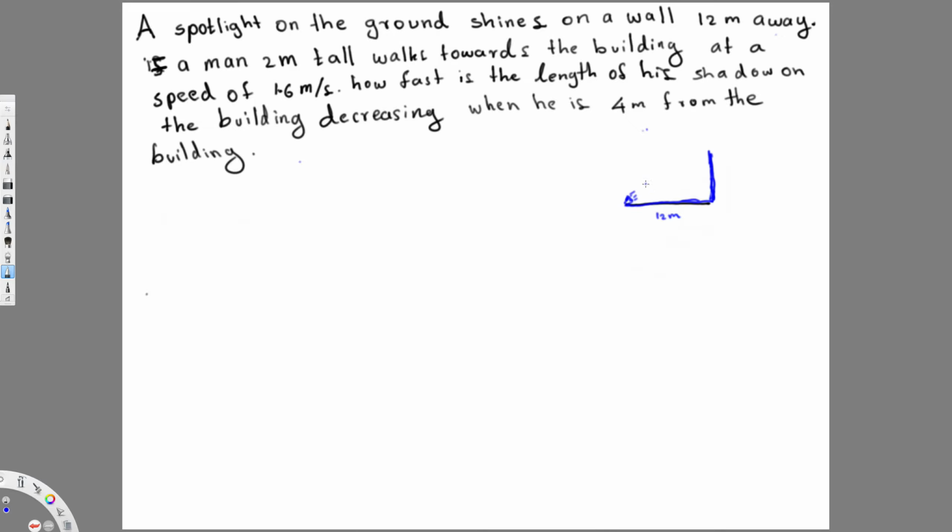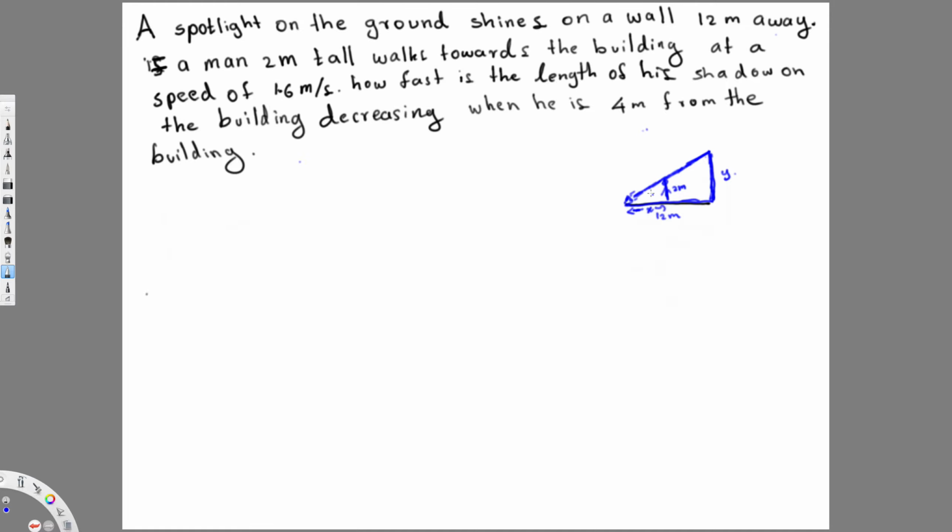And the man, we don't know exactly where he is, but they're saying 4 meters away from the building. So let's say here, he's 2 meters in height, and if the spotlight is acting on him, it's going to make a triangle like this with the wall. Let's say this distance is y, and this is 12 meters. Let's say the man walks x distance. Actually x is going to be 8. This is the man, right?